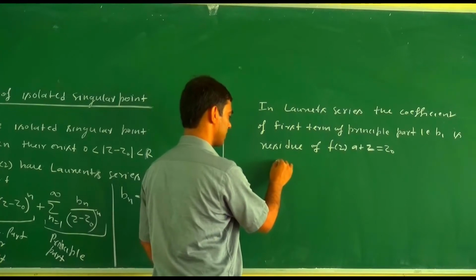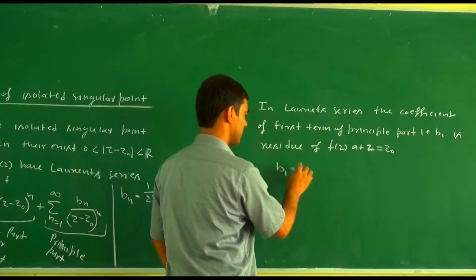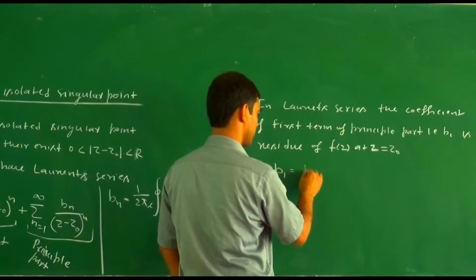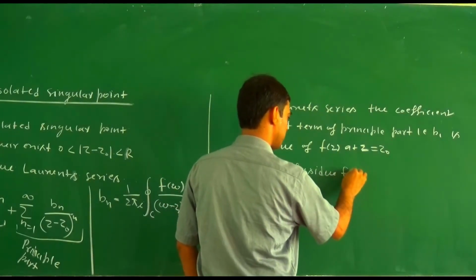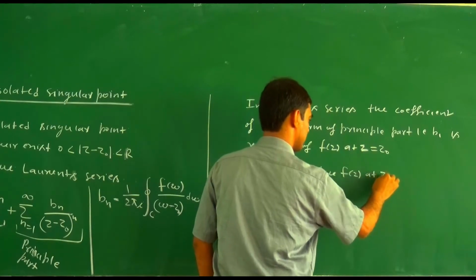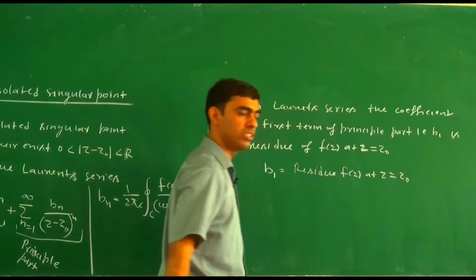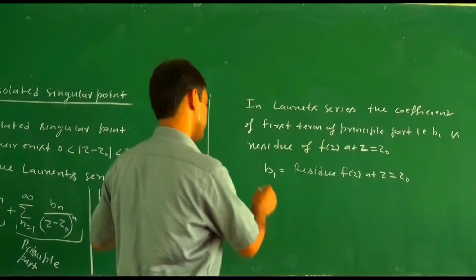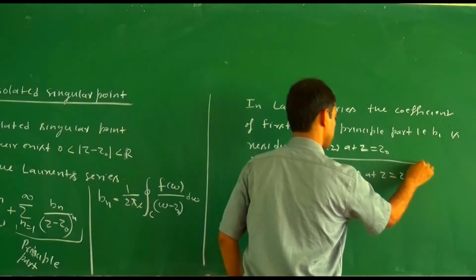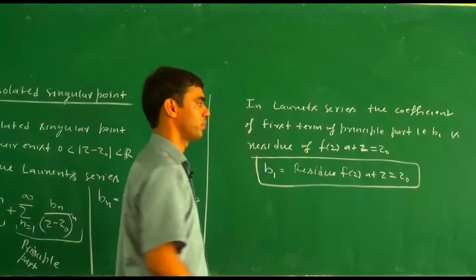So mathematically, b1 is the residue of f(z) at z equals z0, if z0 is an isolated singular point. So this is the residue.